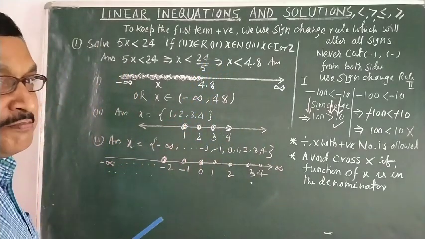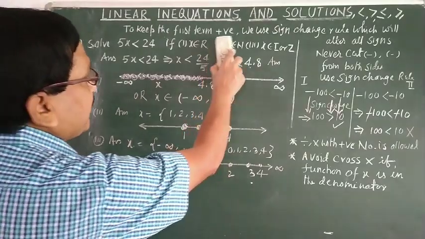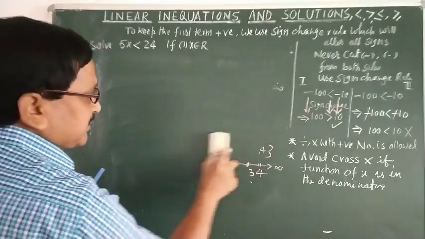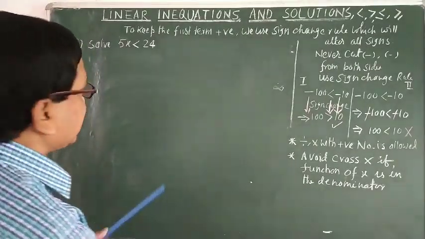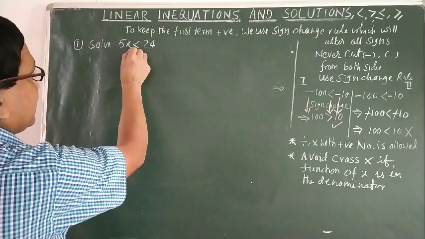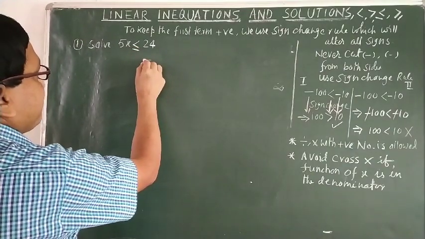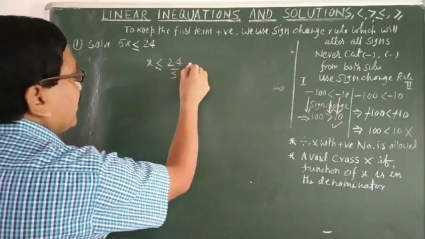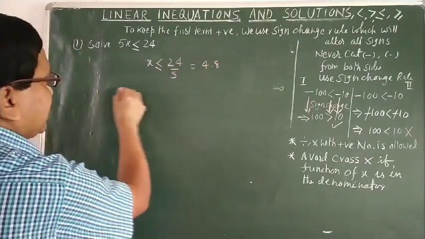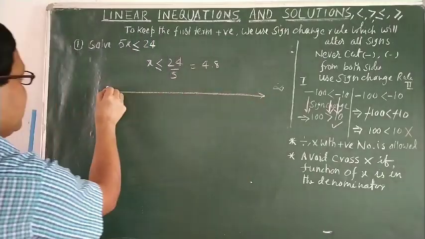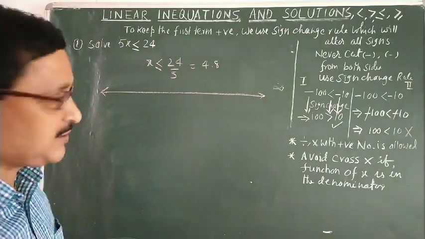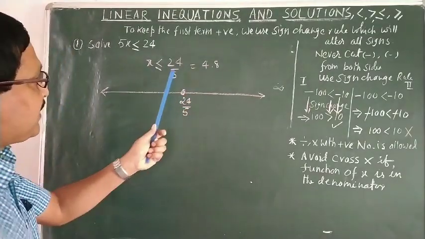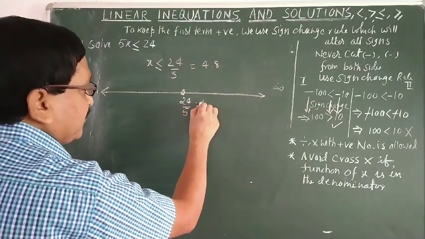So these are the three answers, but generally in examination you will be told to solve this, only this, or x belongs to R, or simply solve this. Then x is less than or equal to 24 by 5. So this is 4.8. Now you will draw the graph of this. No condition, simply solve this. No condition, so write 24 by 5, and after that, less than, this is 4.8 also.